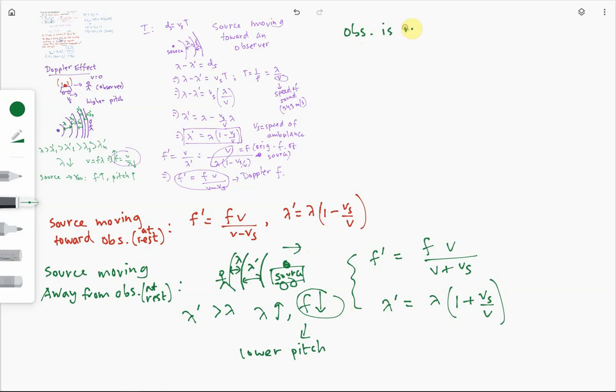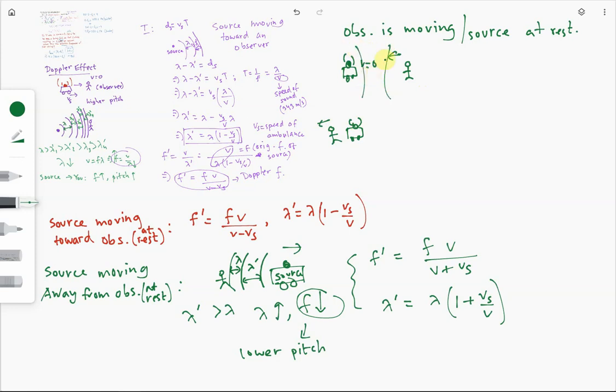Now the same kind of phenomenon occurs if the observer is moving. Observer is moving, source is at rest. So the ambulance is stationary, it just has its siren on for some weird reason, and the ambulance is stationary while you are walking towards it, and then away from it. Let's say we have the same ambulance right here, but you have walked past it. So the same thing actually happens as you get closer and closer to the source.